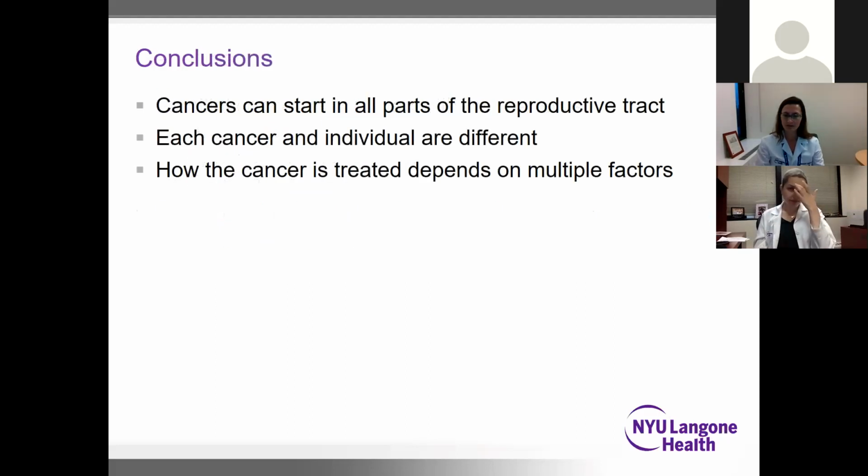In conclusion, we know that cancers can start in all parts of the reproductive tract, and there are different risk factors for each of those. We treat each of them very differently, and it depends not only on the type of cancer you have, but the stage of cancer, each individual's priorities, or other health problems that you might have. That decision should really be made as part of a discussion with your oncologist so that they can take all of that into consideration.